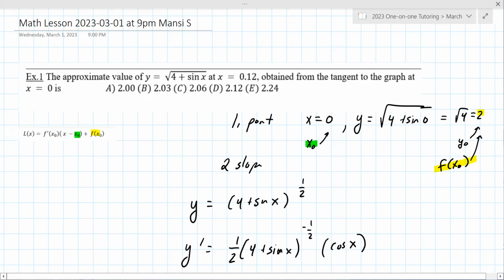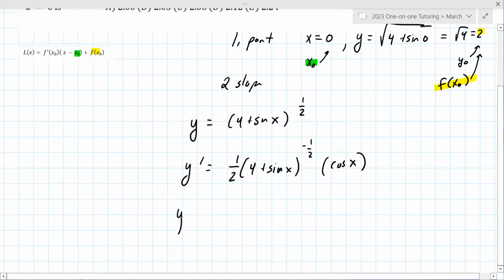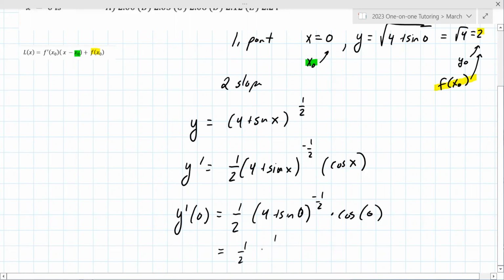And now you have to evaluate the derivative at 0, at whatever the x value is. So we have to find y prime of 0. 1/2 times 4 plus sine 0 to the minus 1/2 power times the cosine of 0. So the sine of 0 is still 0. 4 to the minus 1/2 power, that's really 1 over the square root of 4. Cosine of 0 is 1. So this becomes 1/4, your slope.